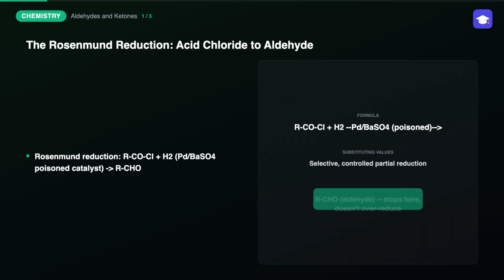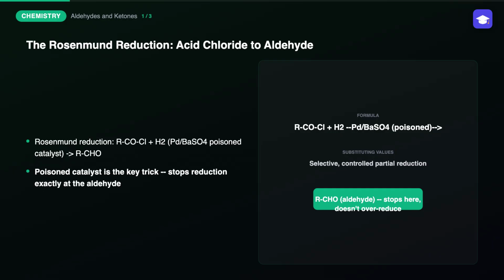Let's begin. Acid chlorides, RCOCl, can genuinely be reduced selectively to aldehydes using hydrogen gas in the presence of a palladium catalyst that's been deliberately poisoned with barium sulfate. This specific combination is called the Rosenmund reduction. The catalyst poisoning is genuinely the essential trick here.